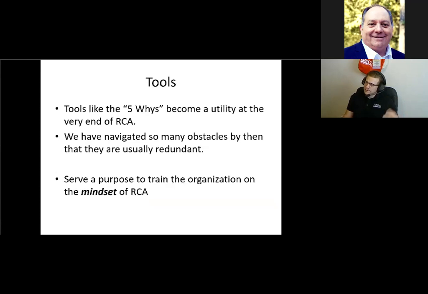And it might be 6 whys, it might be 2 whys, but that's sort of the last thing that we do. You've navigated so many obstacles by then that it's almost redundant to do this 5 whys thing. However, the tool, particularly 5 whys, is a very good tool to train an organization in the mindset of root cause analysis, because it basically asks people to go deeper and be observant.